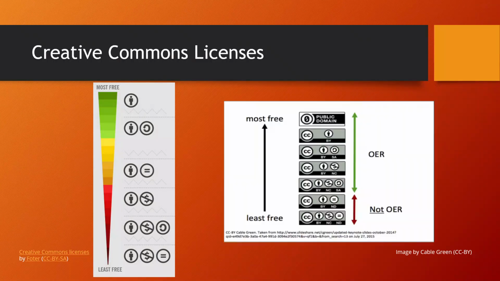Now I've got a second graphic here that's very similar, showing a similar kind of transition from least free to most free. But what I like about this one in particular is that they've indicated which licenses they believe fit the definition of OER and which do not. So you'll see there are 2 licenses here, and it's essentially the 2 that include no derivatives, because you cannot revise and remix them. That is interpreted as not really fulfilling the definition of a true OER.